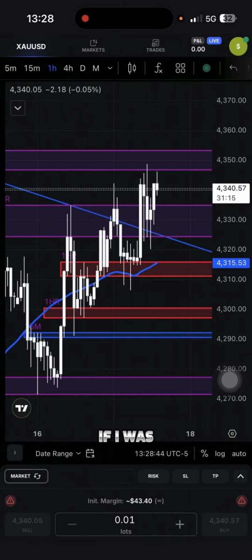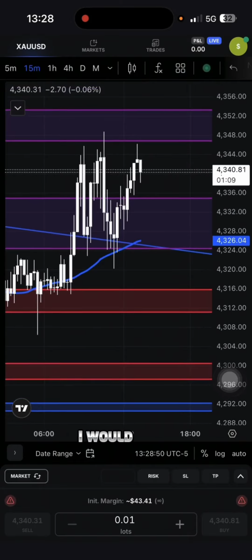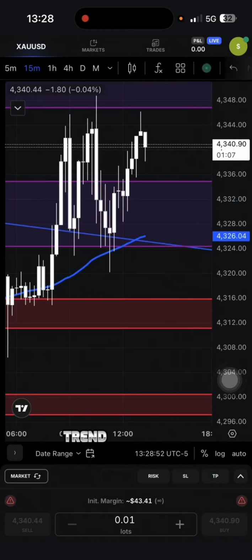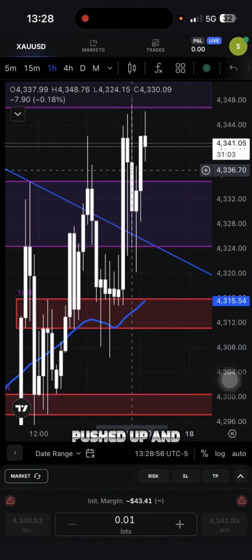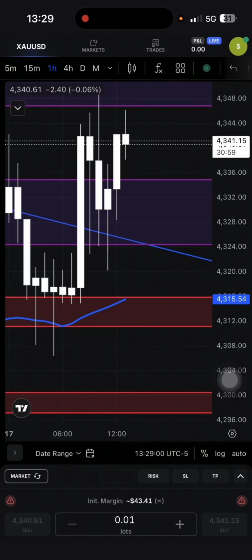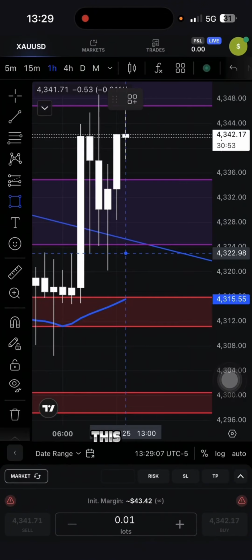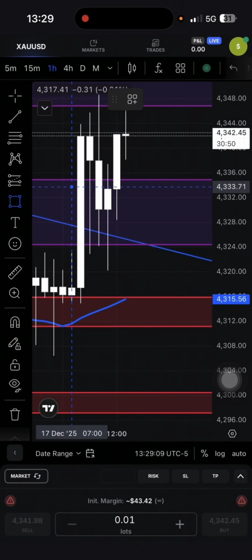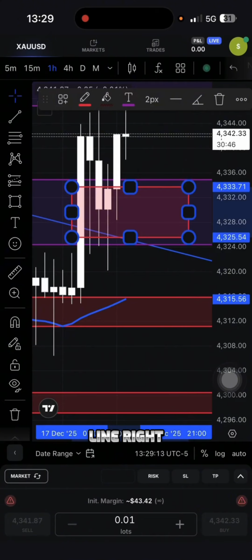If I were looking at that moment and wanted to trade it, this is what I would have done to get in that trend line trade. As you can see, it pushed up and pulled back down, right? Let me mark it out for you guys. We're looking at this area where it came back and tested the trend line, right?